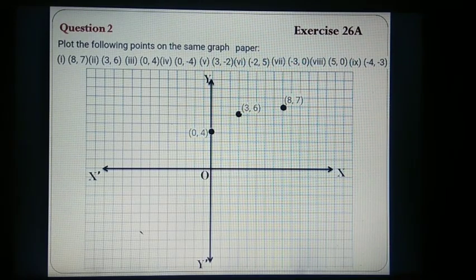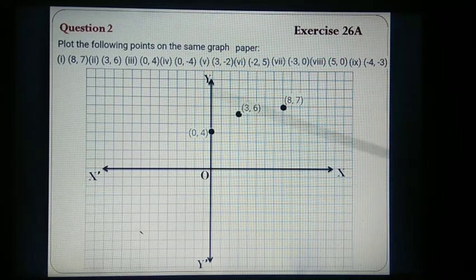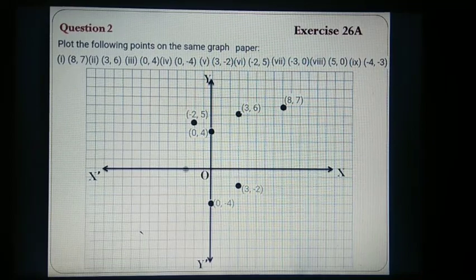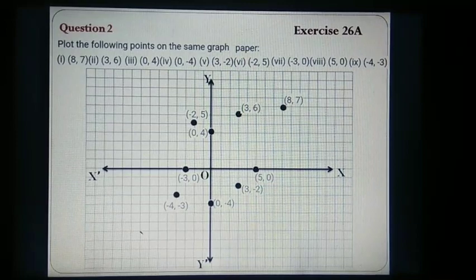Similarly (0, -4). The x distance is 0, we are not moving along x, and the y distance is minus 4. Minus means we'll go downward. So this is (0, -4). Now similarly you can plot all the points and these will be your answer. So pause the video to note down.